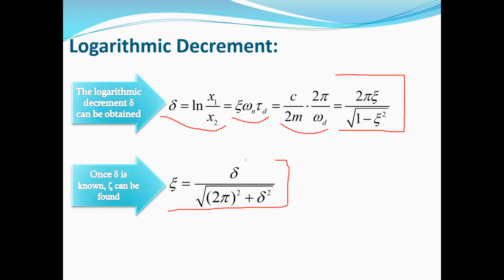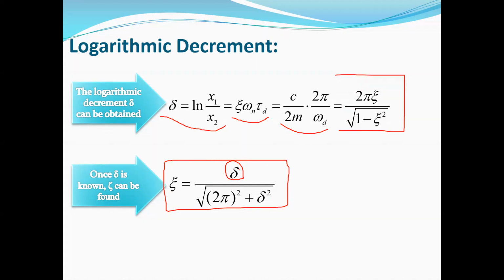In the real world, most of the time we can obtain delta, as you will see in some examples I will solve today for you. Most of the time we can obtain delta, and by using this delta, we can obtain the damping ratio using this equation.